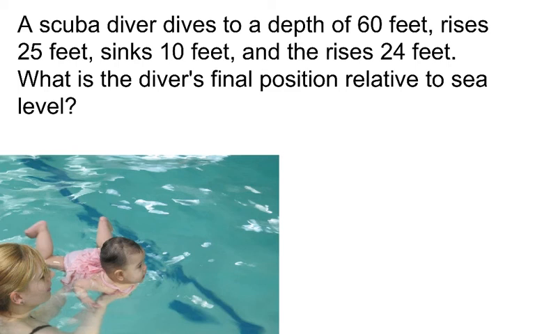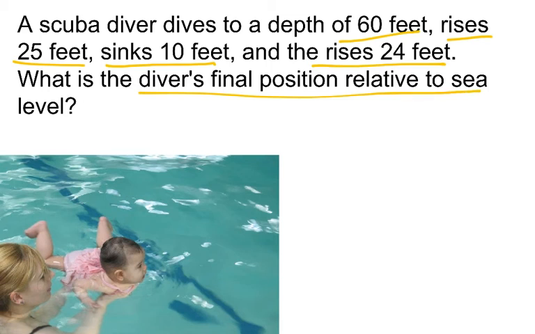A scuba diver dives to a depth of 60 feet, rises 25 feet, sinks 10 feet, and then rises 24 feet. What is the diver's final position relative to sea level? So there's a few things we need to really look at with the wording of this problem. If you dive, you're going down below sea level. So we know that we're going to start with a negative 60.